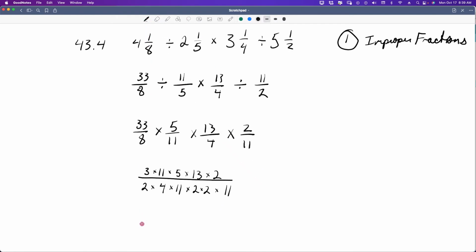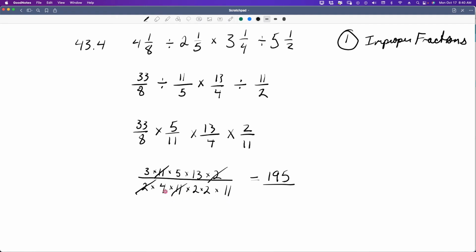Now I'm going to factor out. All right, so the first thing I see is I have an 11 and an 11. And then I have a 2 and a 2. So I got rid of both of those. Now I can multiply what's left. So 3 times 5 is 15. 15 times 13. 15 times 10 is 150, and 15 times 3 is 45. 150 plus 45 is 195.